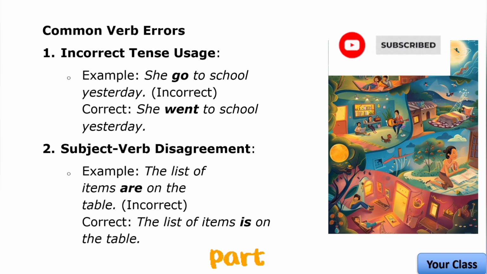This is a classic case of subject-verb disagreement. In this sentence, the subject is list, which is singular, even though items is plural. The verb needs to match the subject, so it should be singular. Since list is singular, we should use the singular form of the verb, is, not are. Correct sentence: The list of items is on the table. Now it agrees with the singular subject list.